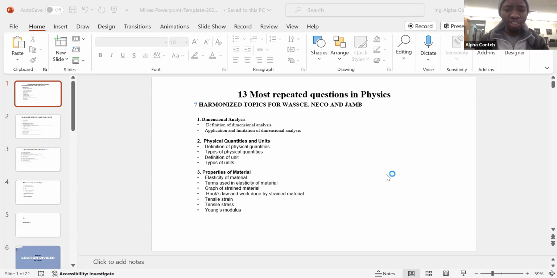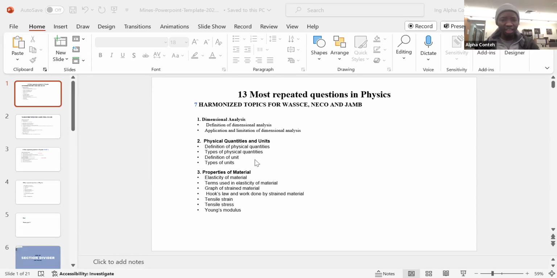The second topic, which is part of the 7 most drawn questions for part 1, is physical quantities and units. You should be able to master your physical quantities and units. You should know the definition of physical quantities, the types of physical quantities, as well as the definition of units and the types of units. So this is the second topic.